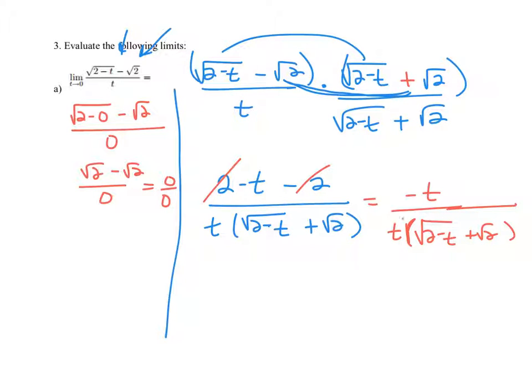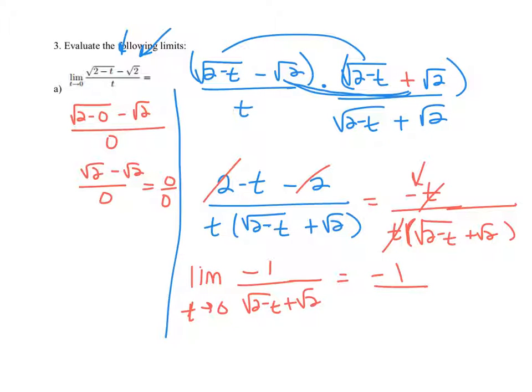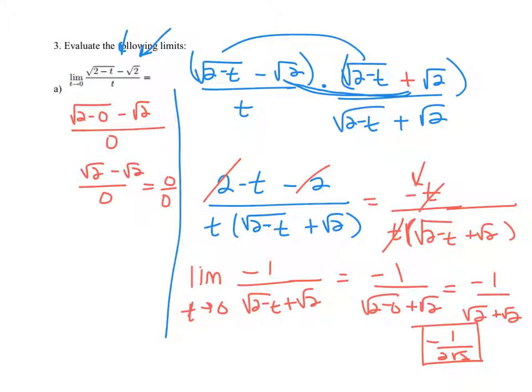Now the t's cancel out, so I'm left with the limit as t approaches 0 of negative 1, don't forget the negative, over radical 2 minus t plus radical 2. All I have to do now is substitution one more time, and hopefully I get an answer that is not 0 over 0. And I actually end up getting radical 2 plus radical 2, so my final answer is negative 1 over 2 radical 2. That is my limit as t approaches 0.